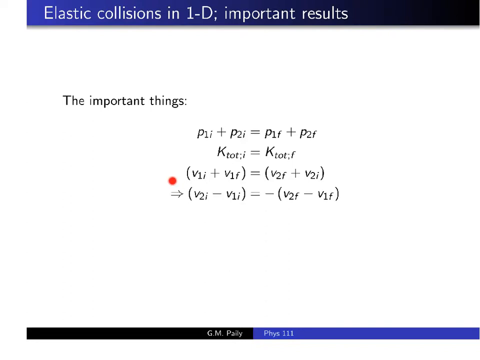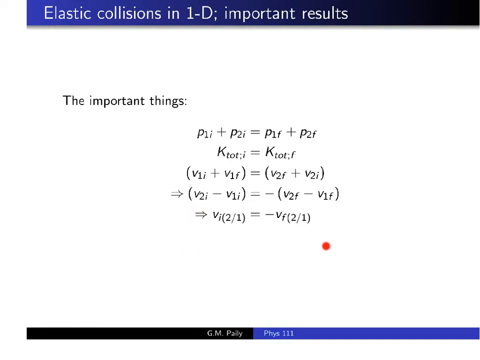This can be rearranged into this: v2 initial minus v1 initial is equal to minus, parentheses, v2 final minus v1 final. But we recognize this kind of relationship. This is just another way of writing the velocity of 2 with respect to 1. So what we find is that the relative velocity of object 2 with respect to object 1 initially is equal to the negative of the relative velocity of object 2 with respect to 1 finally.